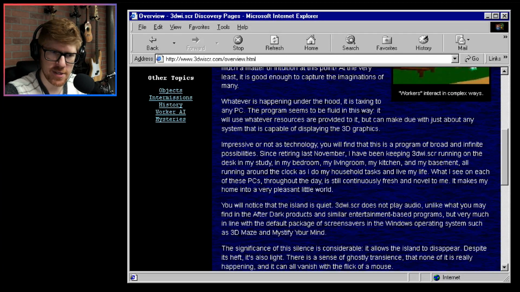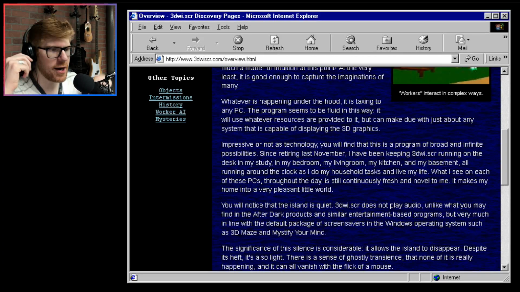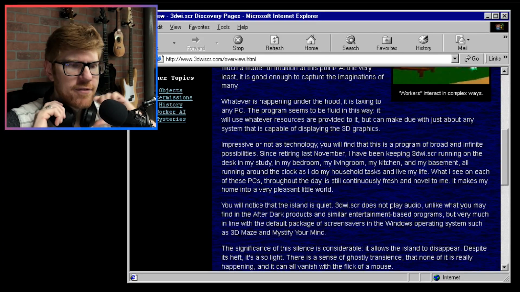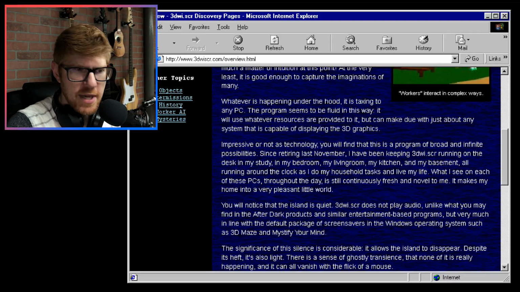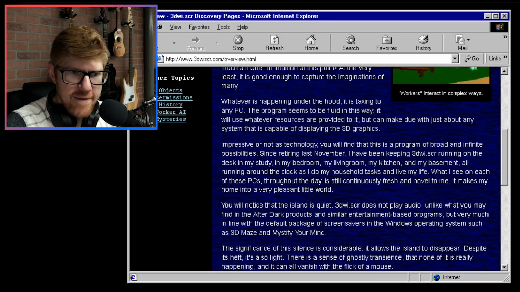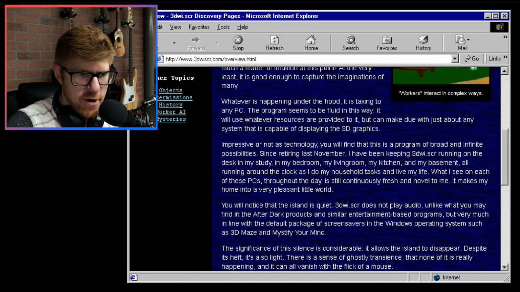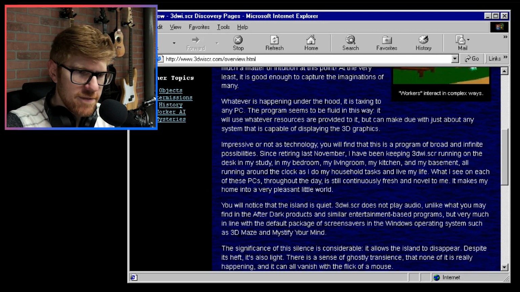What I see on each of these PCs throughout the day is still continuously fresh and novel to me. It makes my home into a very pleasant little world. You'll notice that the island is quiet. 3D Whisker does not play audio, unlike what you may find in the After Dark products and similar entertainment-based programs, but very much in line with the default package of screensavers in the Windows operating system, such as 3D Maze and Mystify Your Mind.